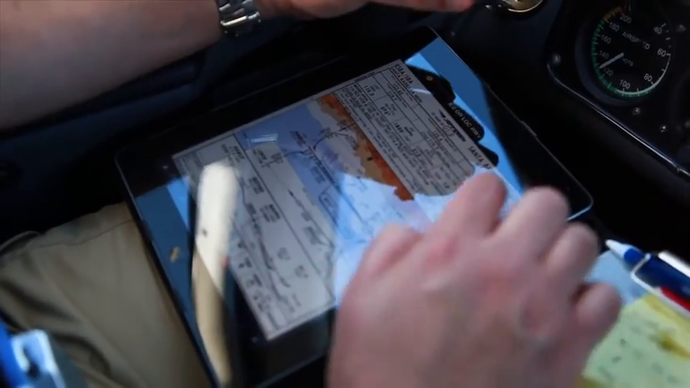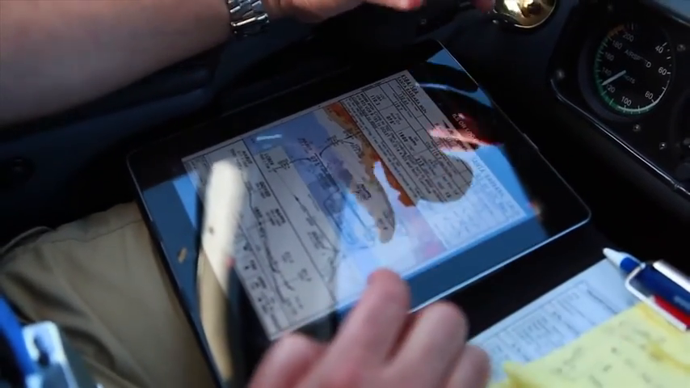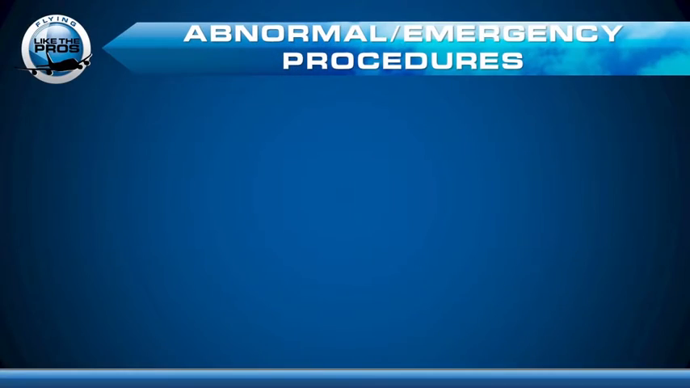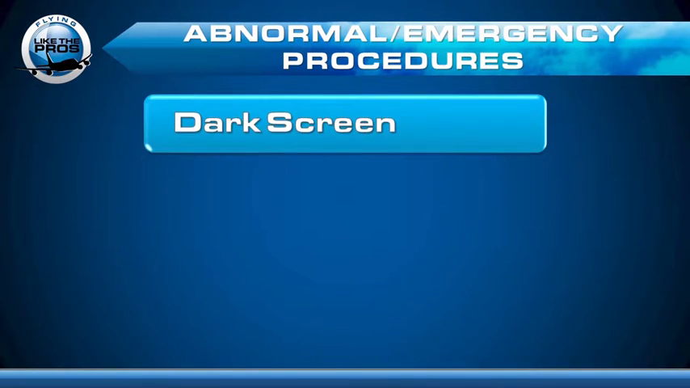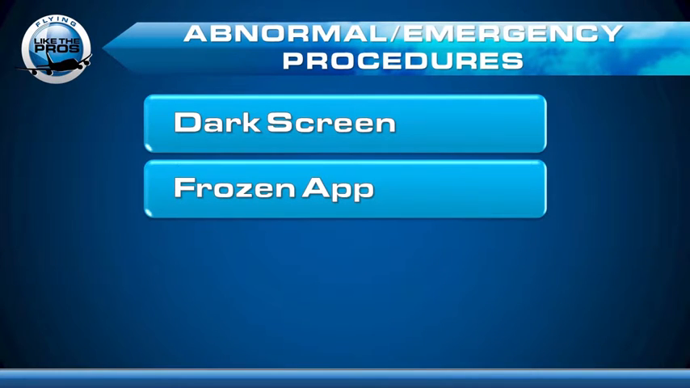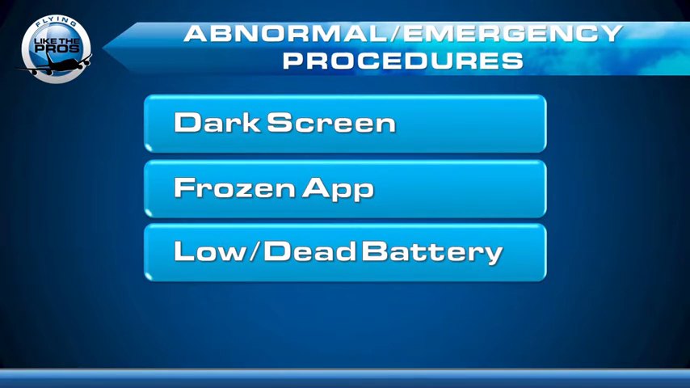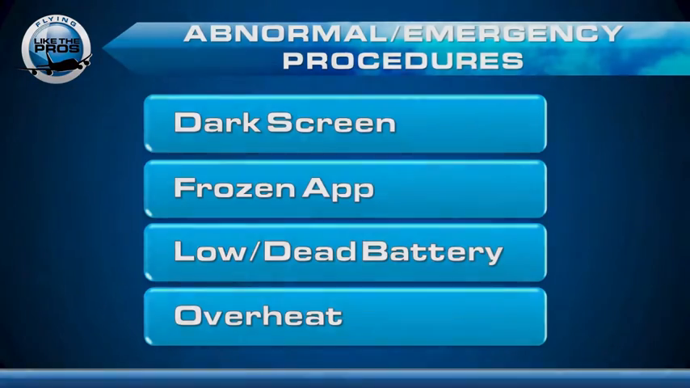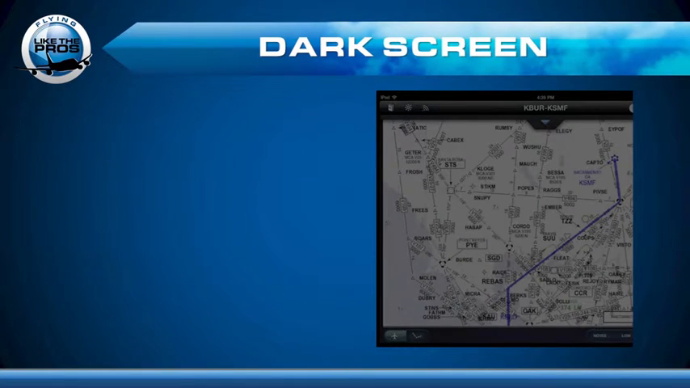Introducing the iPad into the flight deck creates the need for new abnormal procedures. A professional pilot is always prepared, right? Here are the procedures we use when we encounter the following iPad abnormalities: when the screen goes dark, an app becomes unresponsive, a low or dead battery, or when the unit overheats. So what happens if your screen goes dark?